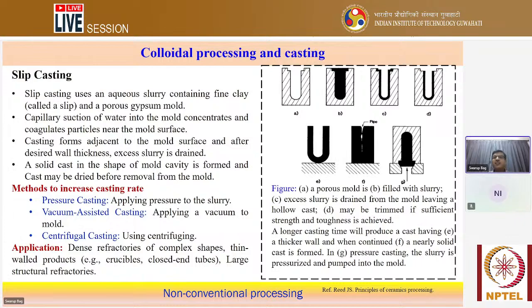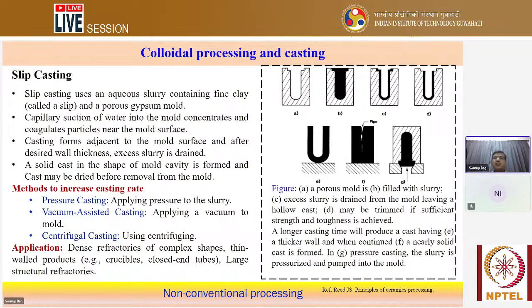The second is vacuum assisted casting. Instead of pressure, we create a vacuum. That will also help to make a pressure difference and increase the rate of the casting process. Apart from this, we can use centrifugal casting also. We can use the centrifugal force to enhance the casting rate. So these are the different ways to make this casting process faster for ceramic material.